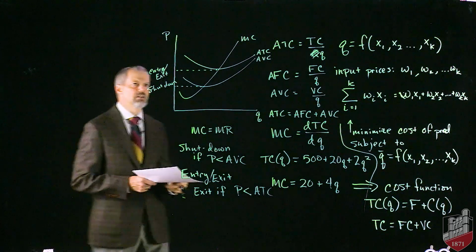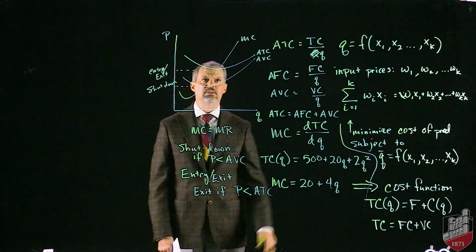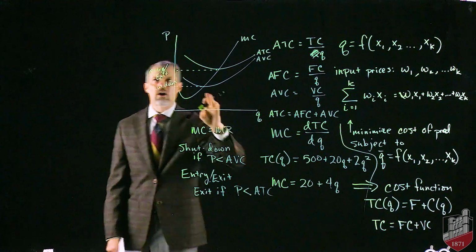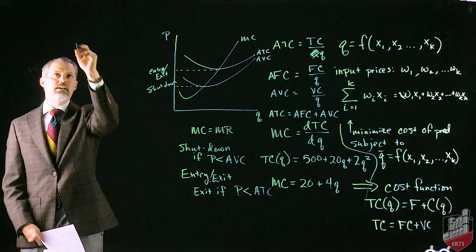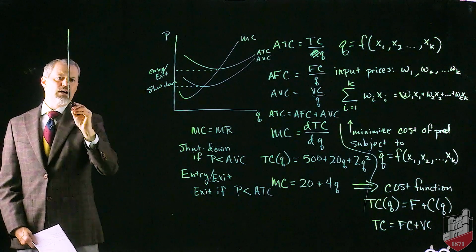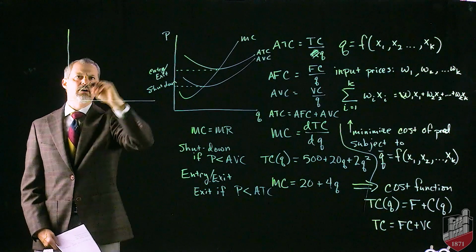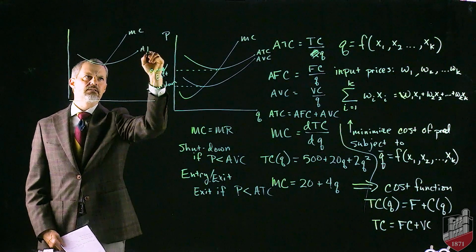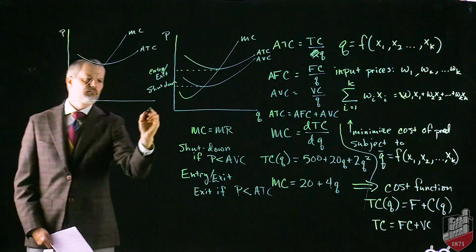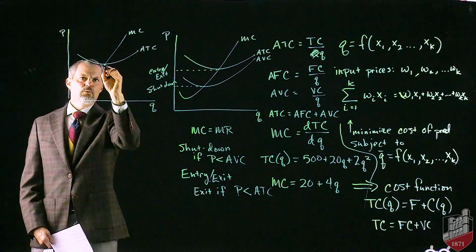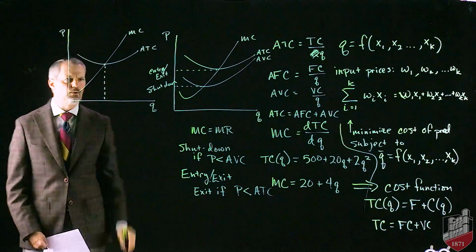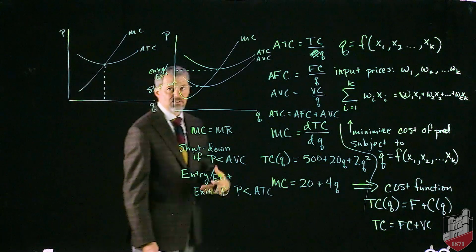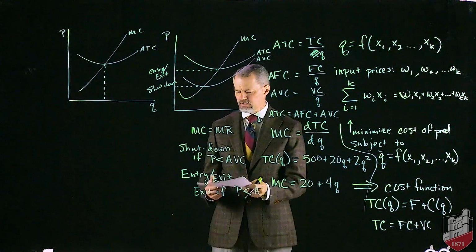Let's review the relationship between our marginal cost curve and our average total cost. So I'm going to draw another picture where I have just those two curves. So I've got marginal cost, got average total cost. Right there's the point at which those two intersect. That's the bottom of the average total cost curve.